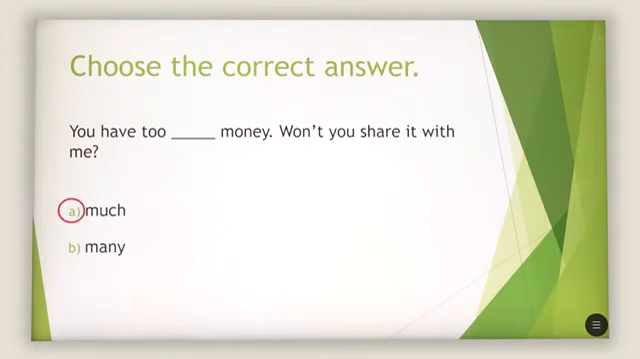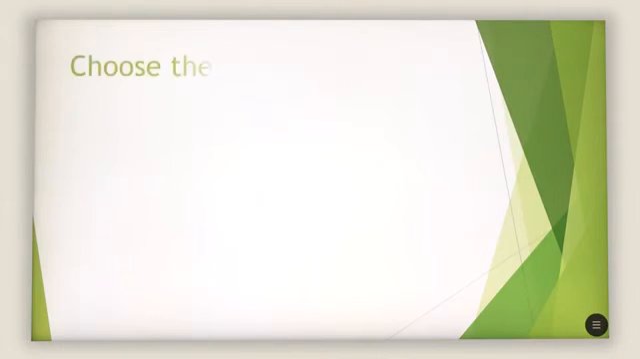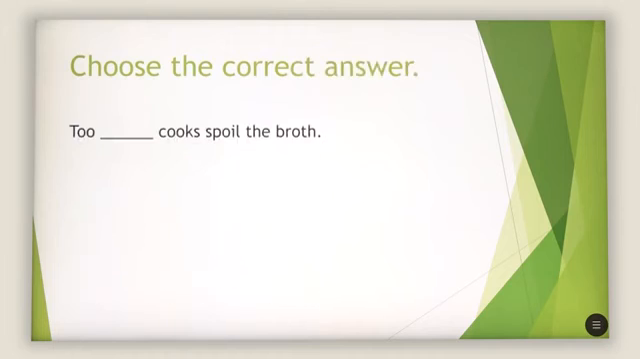It's A. You have too much money. Won't you share it with me? Let's proceed with the next one. Too much or too many cooks spoil the broth. Is it A or B? It's B, of course. Too many cooks spoil the broth.